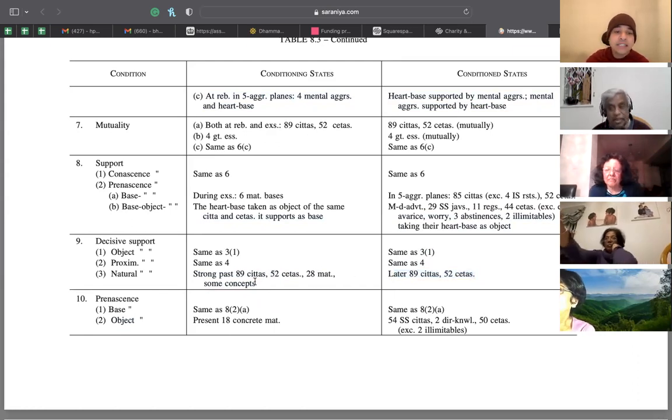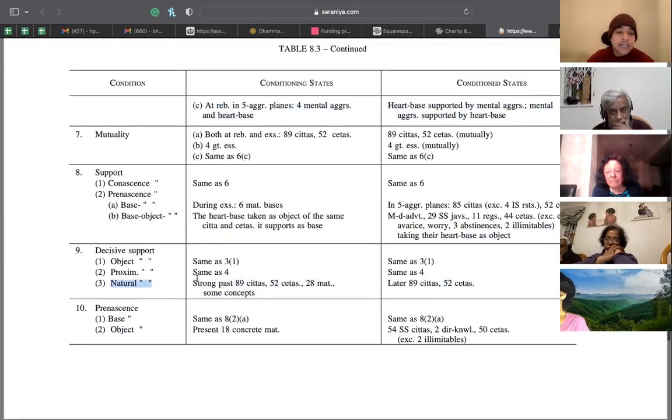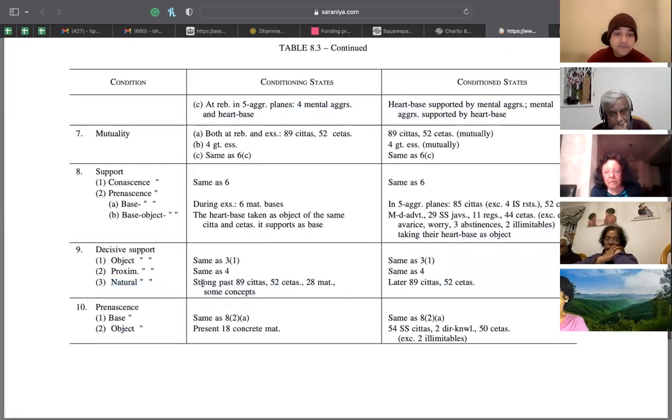All right, let us just come back to this so that we finish today's lesson. All right. So natural, strong past. Why it mentions strong past is as mentioned by Lady Sayadaw in what we read. It has to be a strong past if it is to hold on and come into the present.